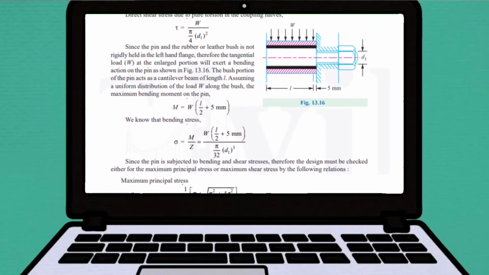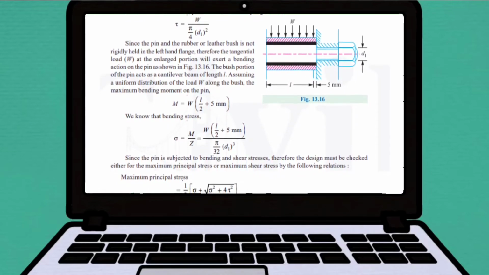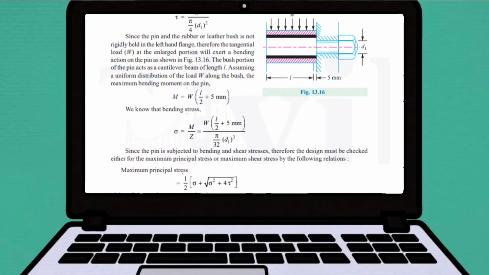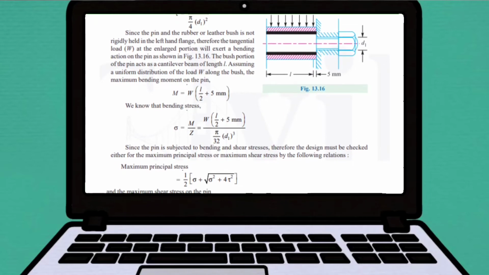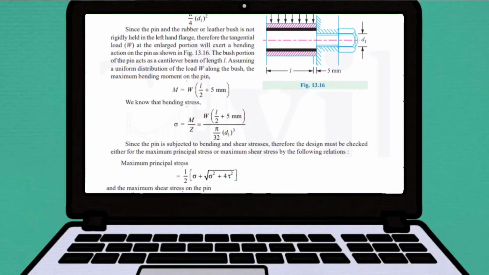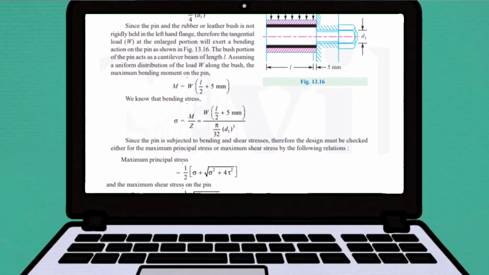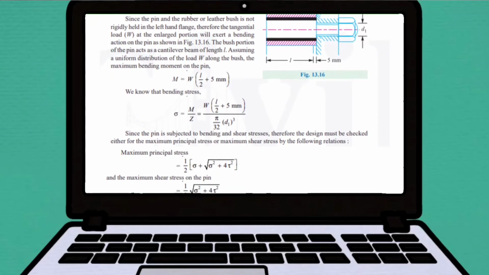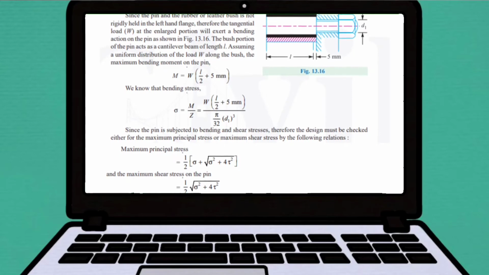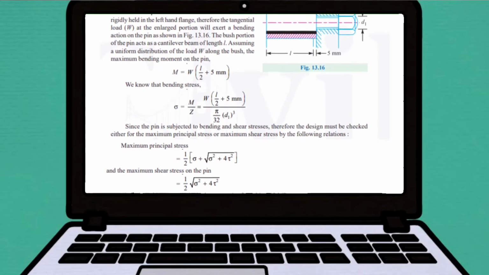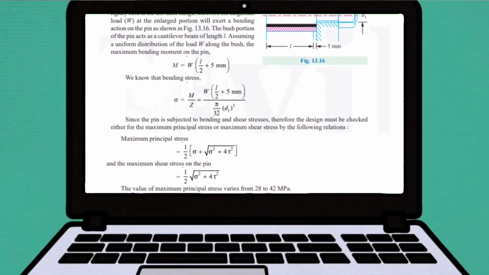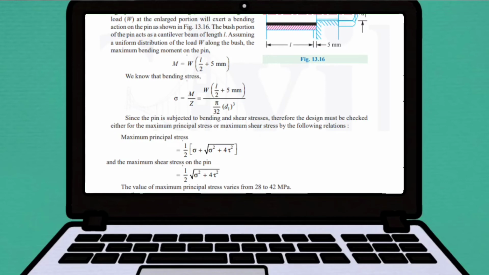Now our bending stress is equal to M over Z, or W times the quantity L over 2 plus 5 mm over pi over 32 times D raised to 3. Since the pin is subjected to bending and shear stress, the design must be checked for either the maximum principal stress or the maximum shear stress. The maximum principal stress would be equal to 1/2 times the quantity stress plus the square root of stress squared plus 4 tau squared. And the maximum shear stress would be 1/2 times the square root of stress squared plus 4 tau squared.